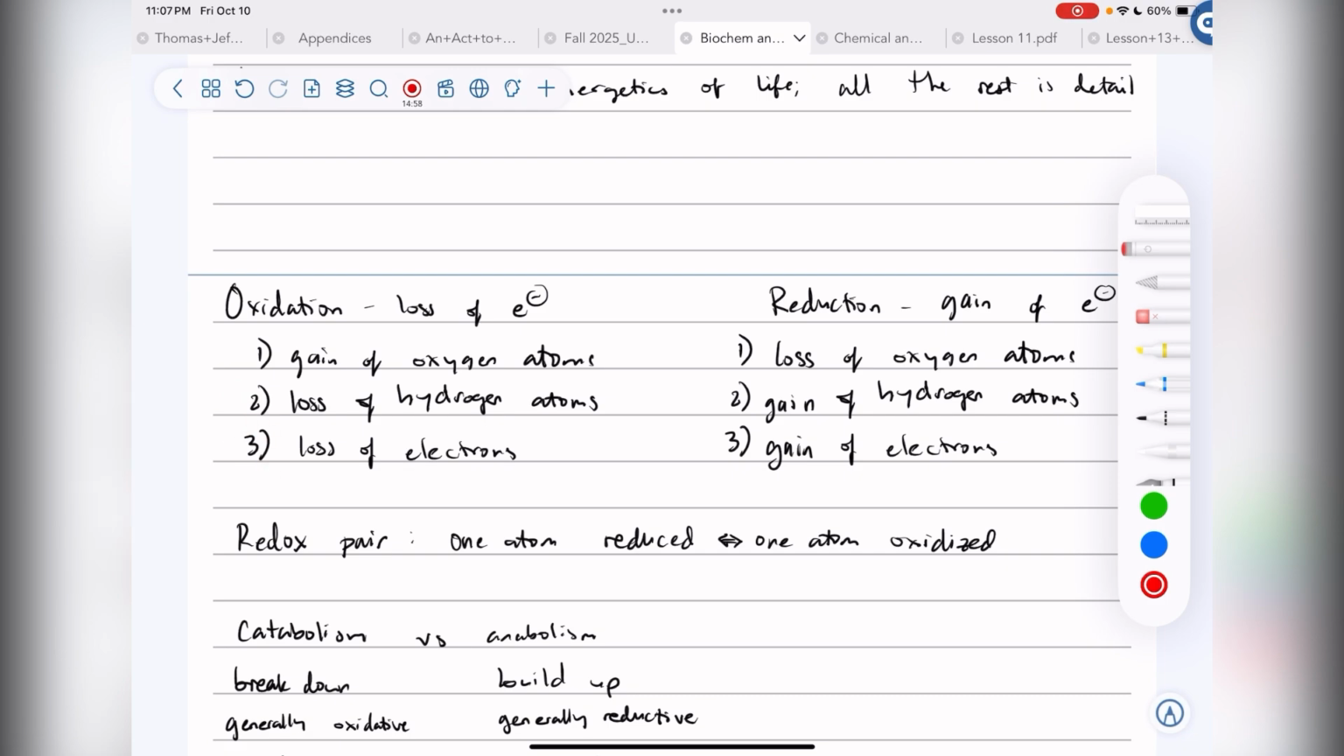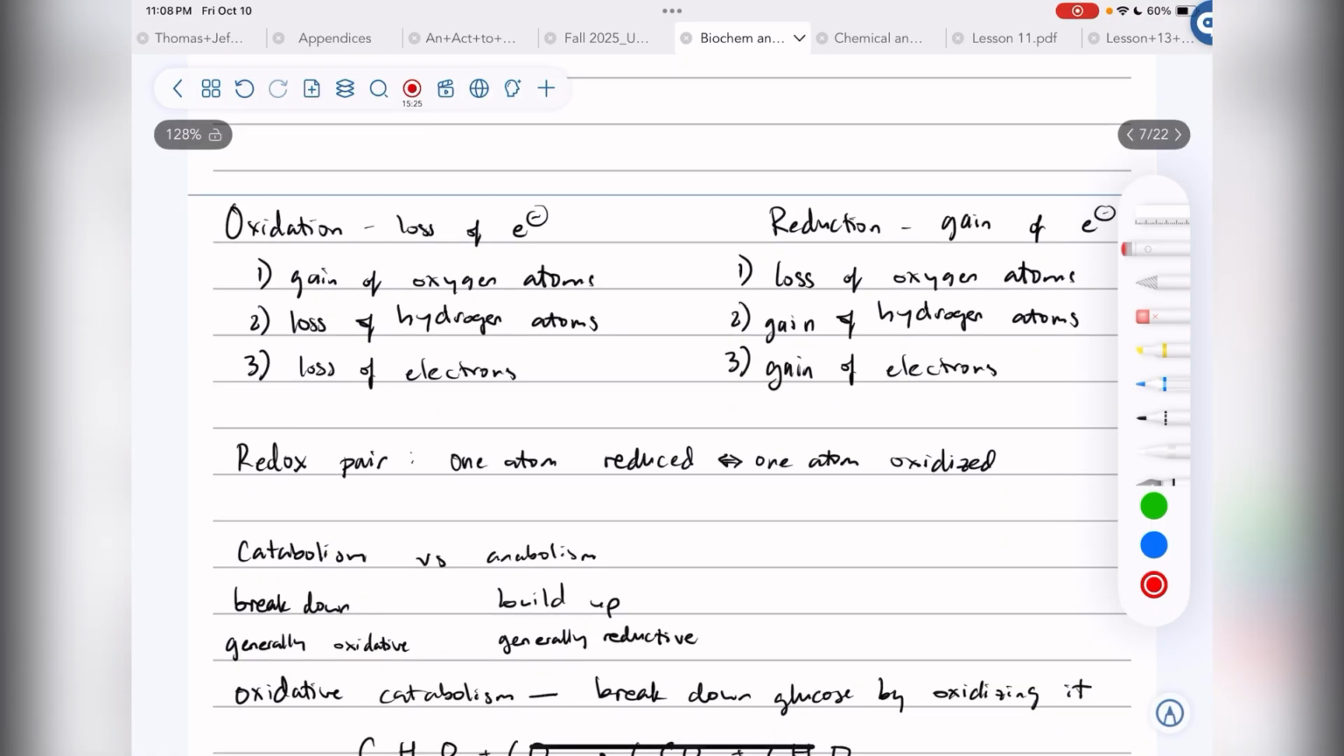And this is true in organic chemistry too. If there's a gain of oxygen atoms, that's oxidation. So think of oxidation, oxygen, gaining the oxygen atoms. And then also the loss of hydrogen atoms and the loss of electrons is all oxidation. Whereas reduction is when you lose those oxygen atoms, or you gain hydrogen atoms, or you gain electrons. So when you see that there are more bonds being formed to hydrogen, then you know that something is being reduced.